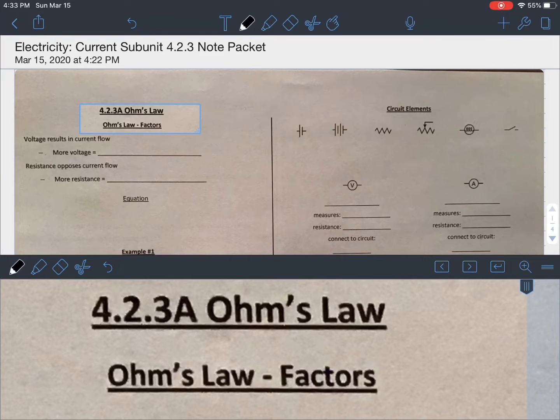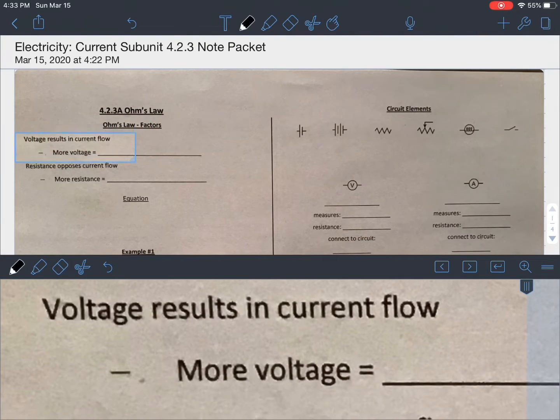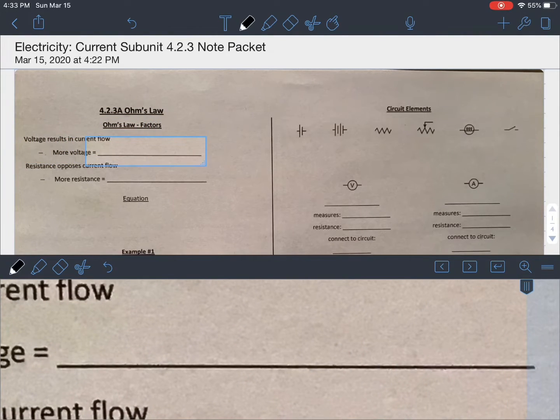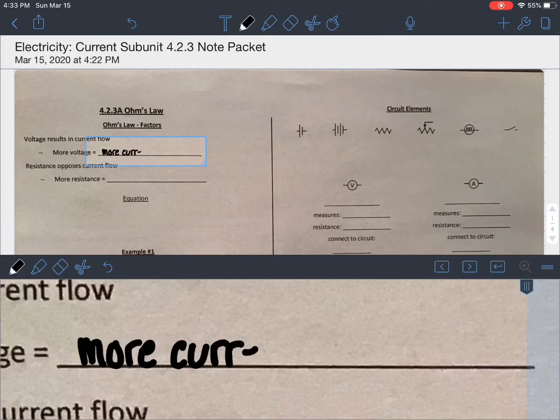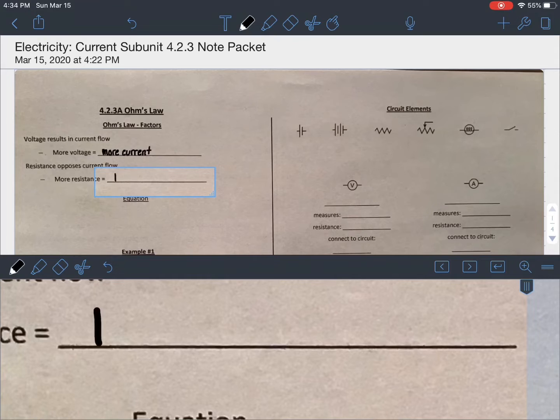Good morning, physics. This is your electricity current subunit notes packet, Ohm's law. Voltage results in current flow. So the more voltage that is supplied, the more current can flow. Resistance opposes current flow, so it should make sense that the more resistance you have, the less current can flow.